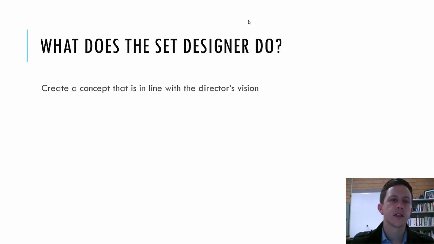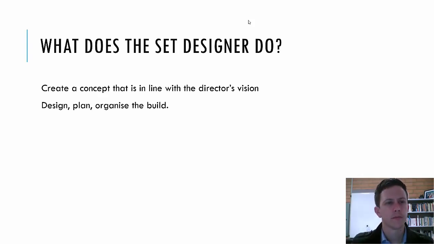So what does the set designer do? Well, they read the play, they hear the director's vision, and then they create a concept that's in line with that. Because if it's not in line with the director's vision, if it's meant to be a children's theatre piece, and they come up with severed heads and lots of dark tones, it's not going to create that mood that they want. But if that works within the mood, it's all good.